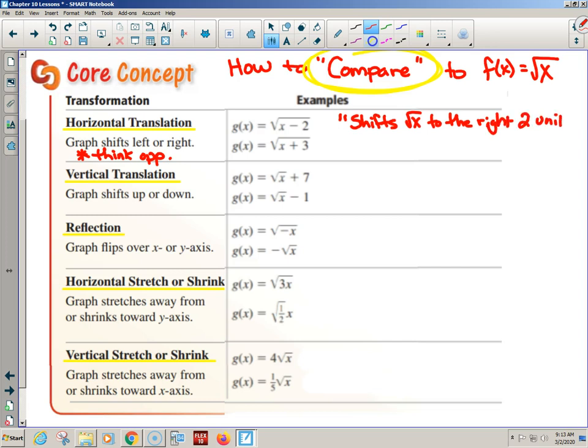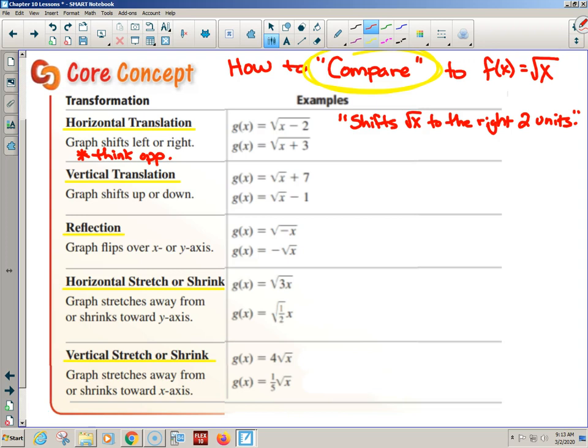2 units. Now, we're not going to write all these words for every single one. I'm just writing it out the first couple times so that you see what I'm doing. How does it compare? Well, it should take the exact same graph and shift it 2 units right. How do I know that? Well, it says a minus, and whenever I see minus, I think plus. And adding on the x-axis is moving to the right.